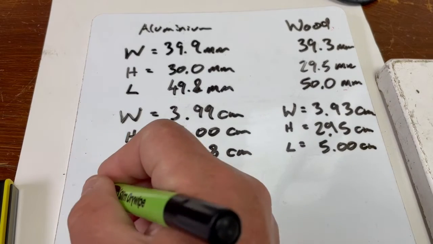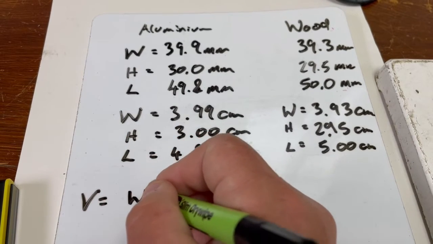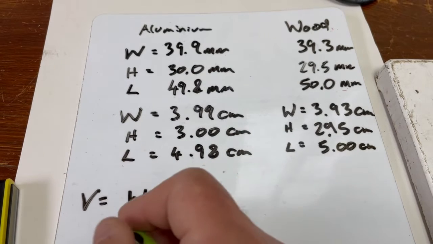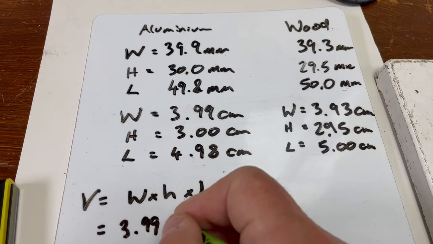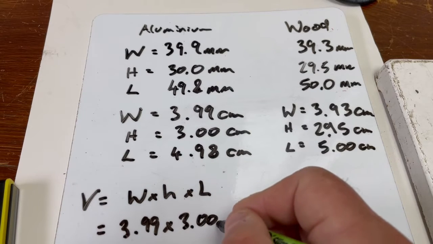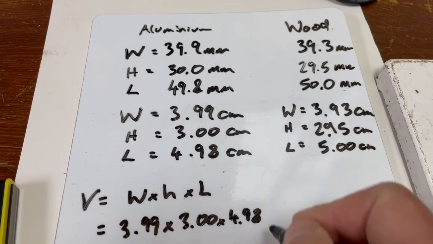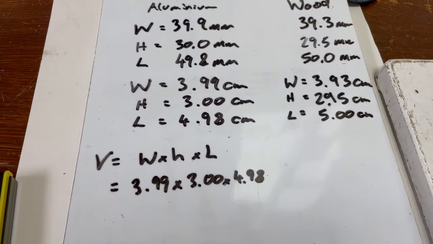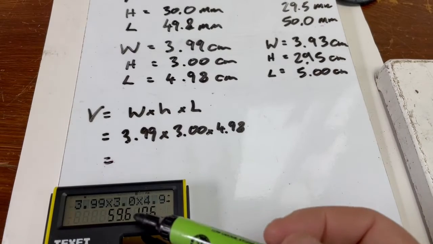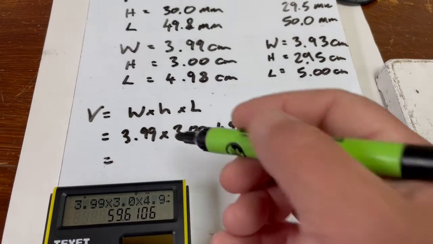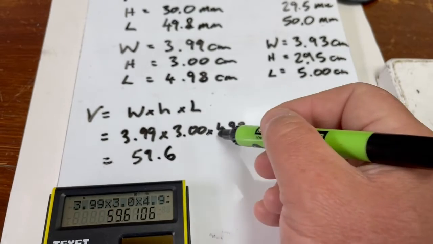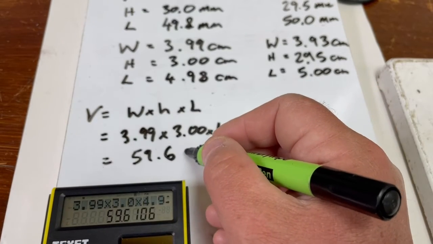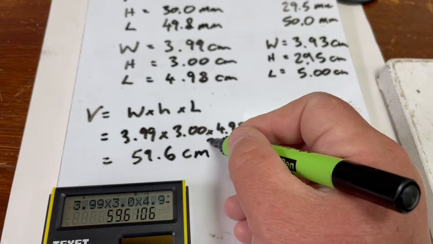So the volume is going to be equal to the width times the height times the length. So in this case, I'm going to have 3.99 times 3.00 times 4.98. And if I put those into my calculator, I can find the volume. The calculator's got 59.6. I'm going to round it to the same number of significant figures as my values here, which is 3. So that's 59.6 centimetres cubed.